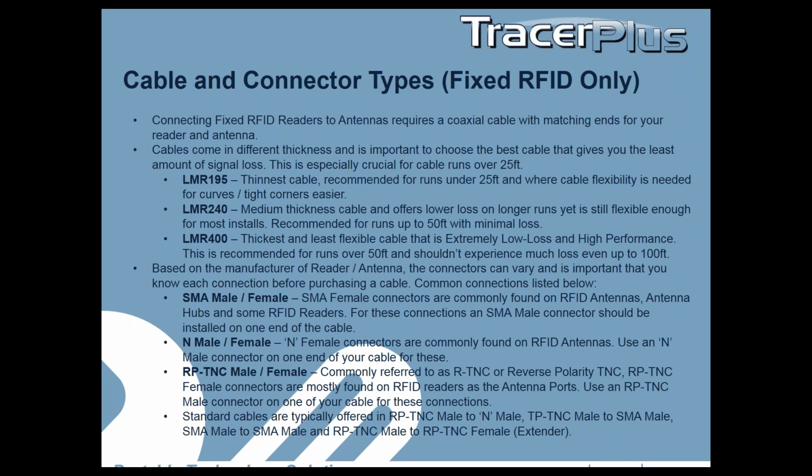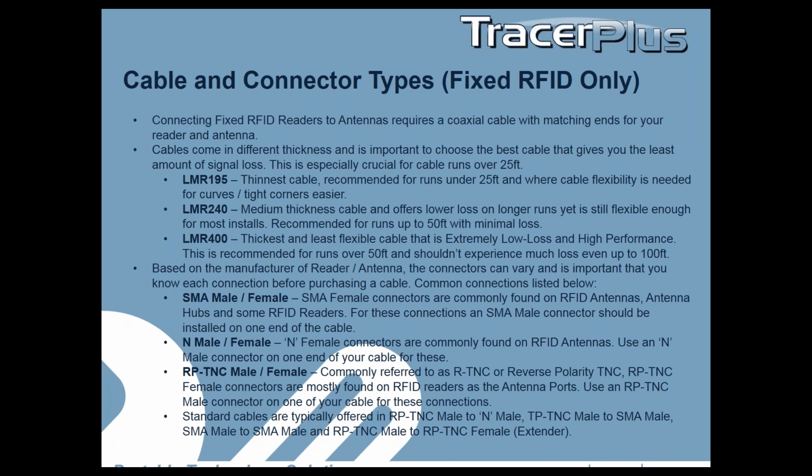Now, based on the manufacturer of the reader or the antenna, they use different connectors on each end. So it's important to know these before purchasing a cable. Some of the common connections are listed below. You have your SMA male/female. SMA female connectors are commonly found on RFID antennas such as ×7. You can also see them on antenna hubs, such as the Impinj antenna hub, which has SMA female connectors, and some readers such as FIG also have SMA female connectors as their antenna ports. For these connectors, you want to make sure to use an SMA male connector installed on one end of the cable.